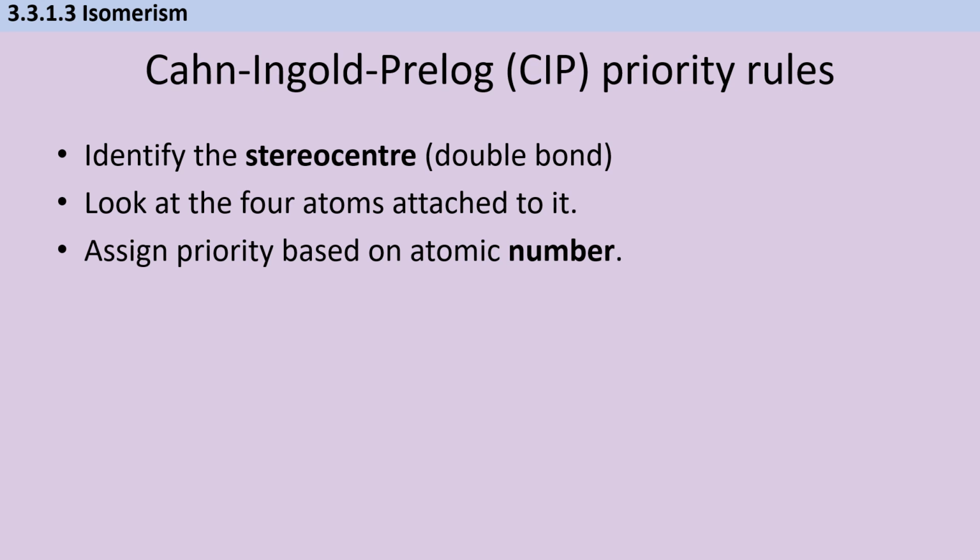We name these stereoisomers based on something called CIP priority rules. So the first thing that we need to do is identify the stereocenter. So this is that carbon-carbon double bond that has these 4 groups around it. Then we're going to think about the 4 atoms that are directly attached to that stereocenter. So even though it may be, say, a methyl group or an ethyl group attached, at that point I would be looking at the carbon atom. You're looking at what's actually making the bond. And then you're going to assign priority based on the atomic number, which always catches a few people out. It's not the atomic mass, it's the atomic number.